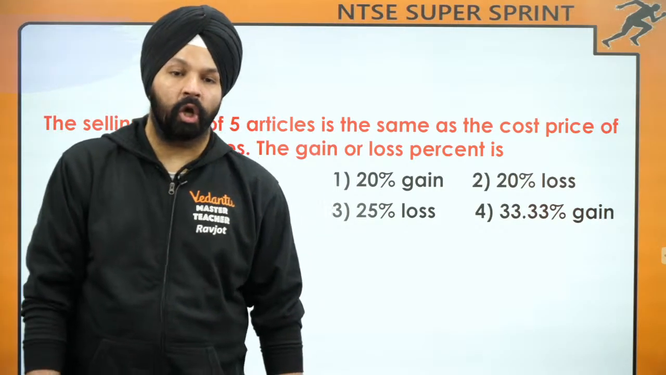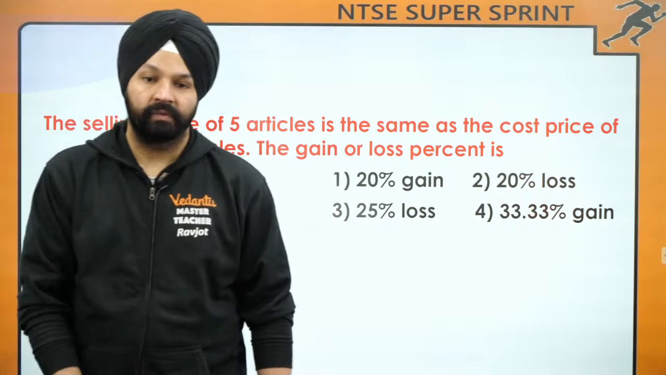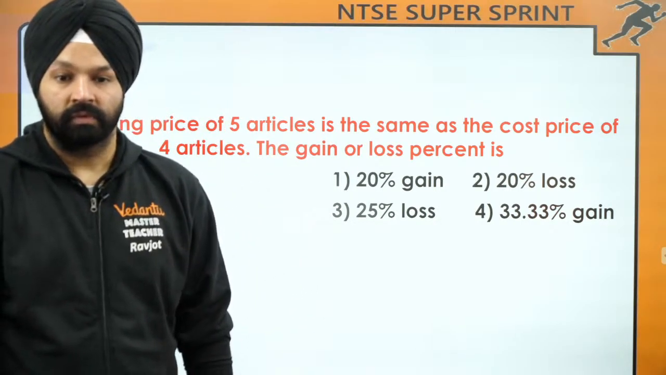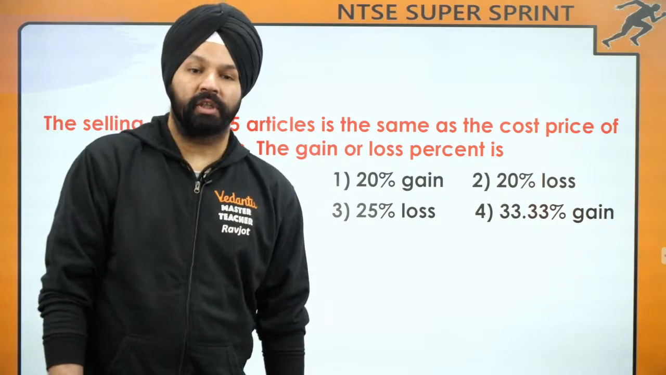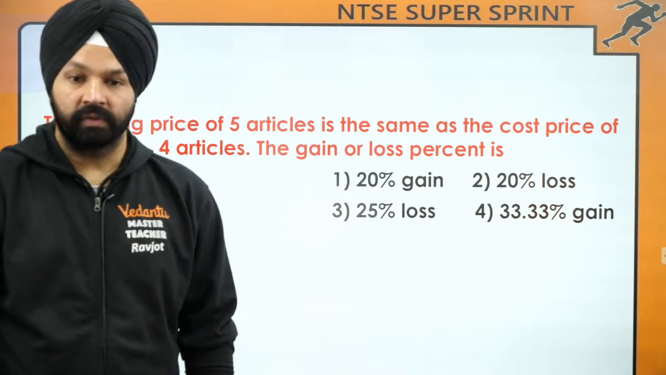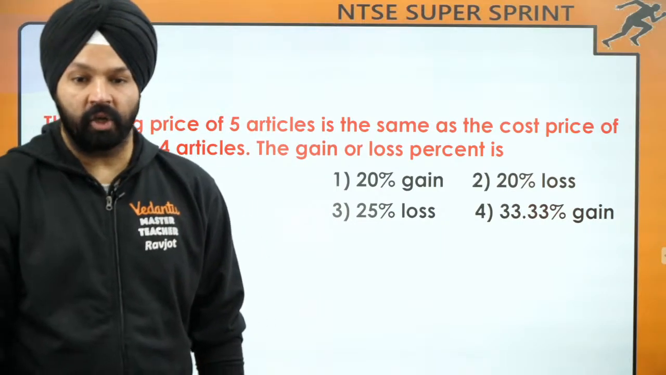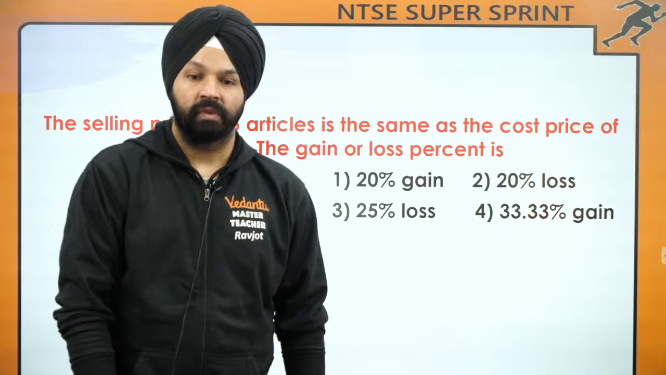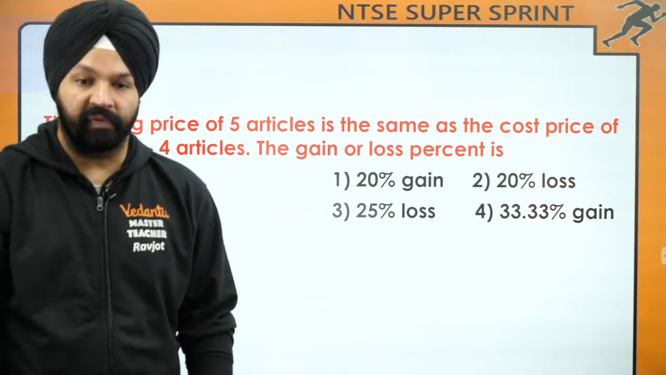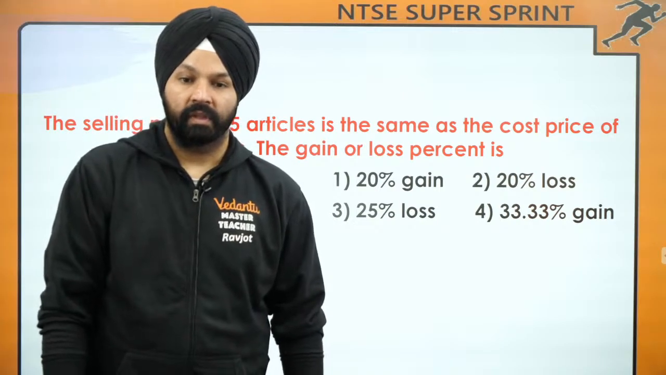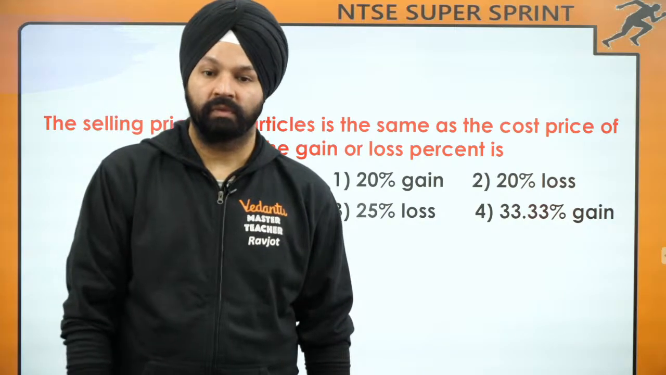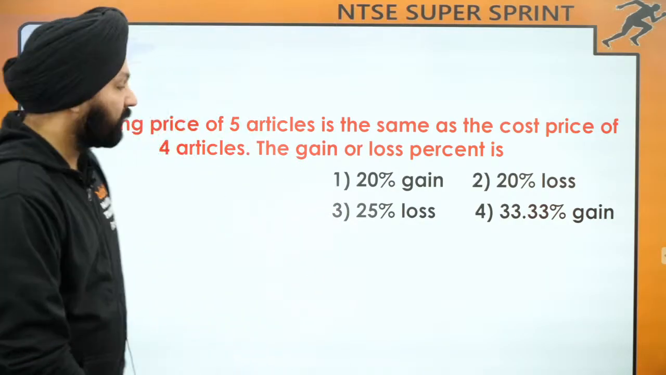Third option, 25% loss. Okay. Any other? D, that is 33.33% gain. Okay. Any other answer? 2, that is 20% loss. Okay. D, B आ रहा है, C आ रहा है, D आ रहा है. A के फेवर में कोई नहीं है. ओके फाइन.